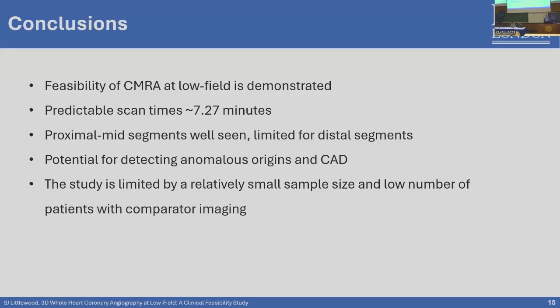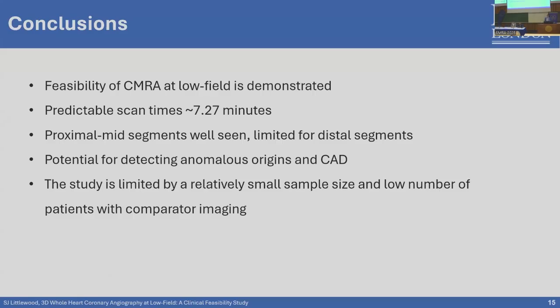So in conclusion, we've been able to demonstrate the feasibility of CMRA at low field with a predictable scan time of around 7.25 minutes. The proximal and mid segments were reliably well seen. However, it was pretty limited for the distal segments. And this is likely due to the reduced lumen size in the distal segments, some signal loss, and possibly some residual motion artifact as well.